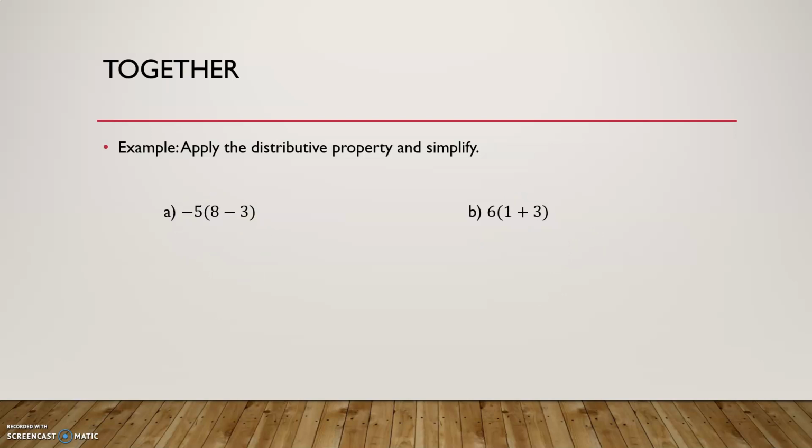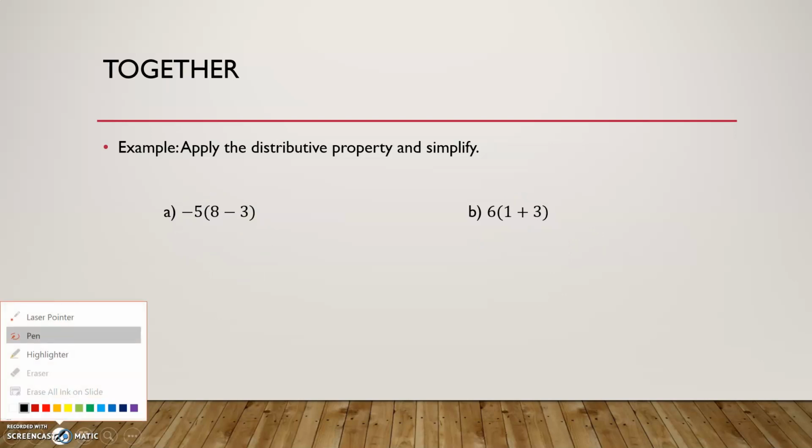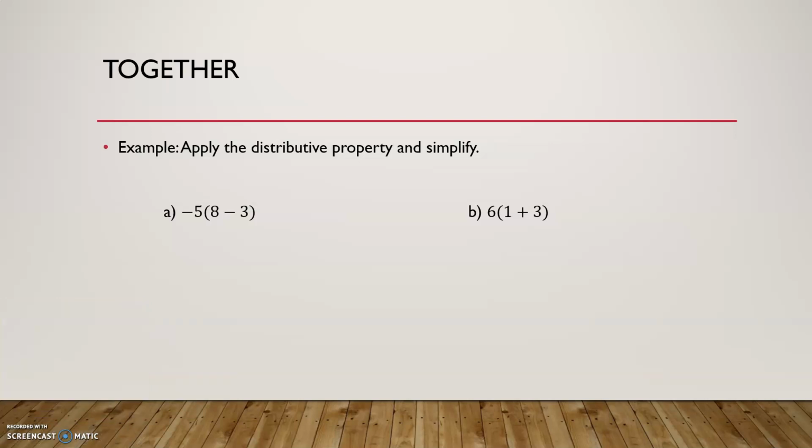All right, so let's look at these. This one gets a little tricky because it's got a negative, but that's okay. We can do this. Negative 5 times 8 is our first one. Negative 5 times 8. And then I'm going to do negative 5 times negative 3. I'm going to keep that negative with it.